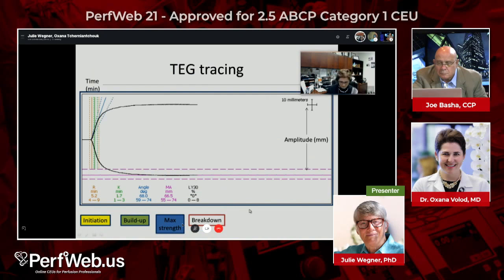All right, so again, the TEG tracing: initiation, buildup, maximum strength, and breakdown. Along the x-axis is time. Amplitude is along the y-axis, which is along here. So let's look at that.